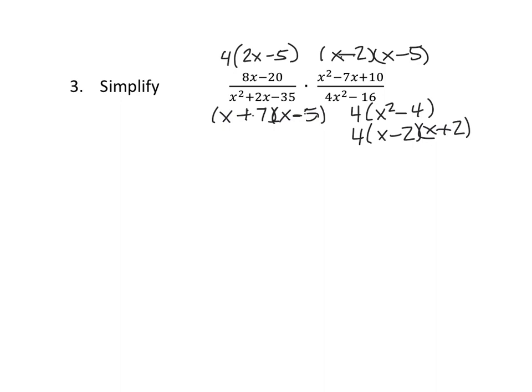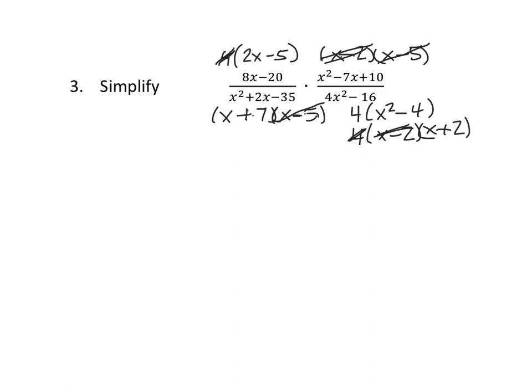Once it's factored completely, you can cross cancel. So the x minus 5s would cancel. You could cross cancel the 4s. And then you can also simplify. So these x minus 2s would cancel. Anything on the top and the bottom will cancel.